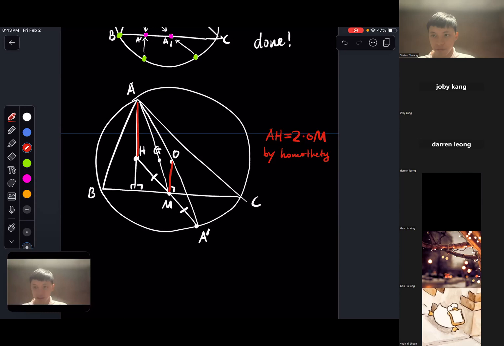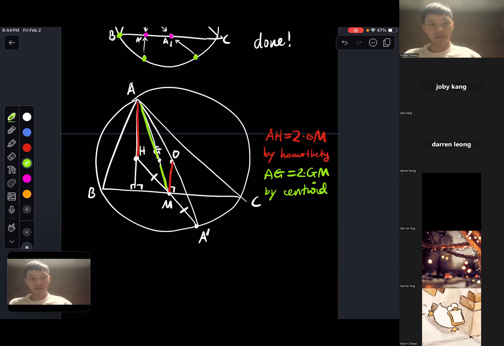But remember what's also in the 2:1 ratio? The centroid with its median. AG is also 2 GM, by properties of the centroid. So prove that HG equals 2GO. And why is that? Now that you have these two ratios, it's actually just a similar triangles problem, because these two are parallel. So whenever you connect OH, they also form the same ratio 2 to 1. So they must be collinear.